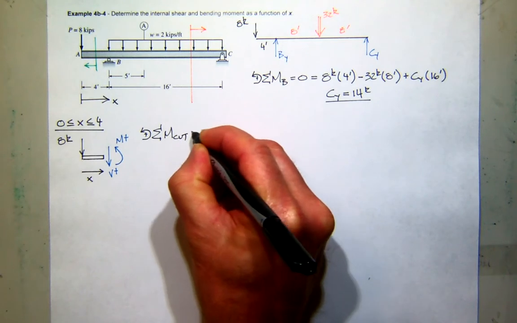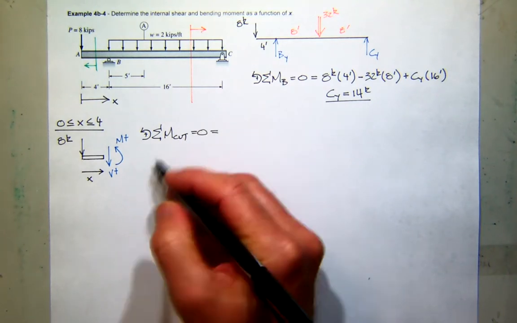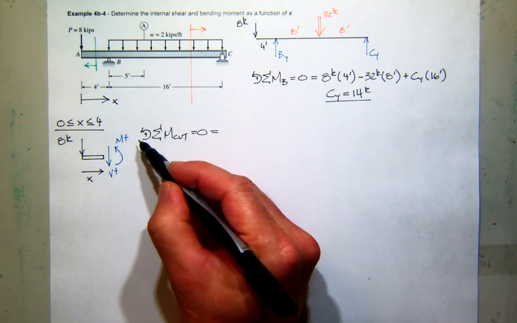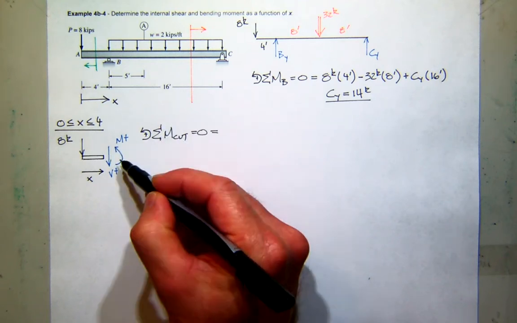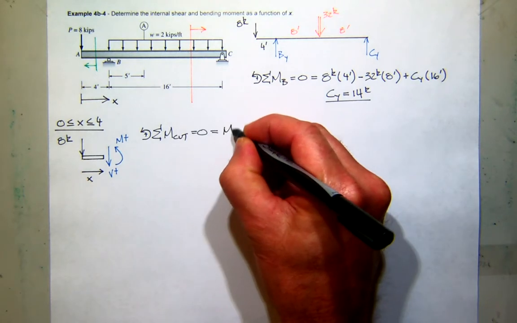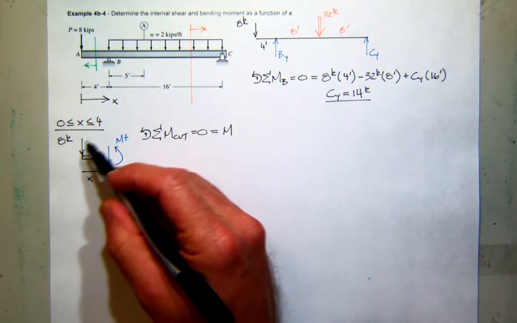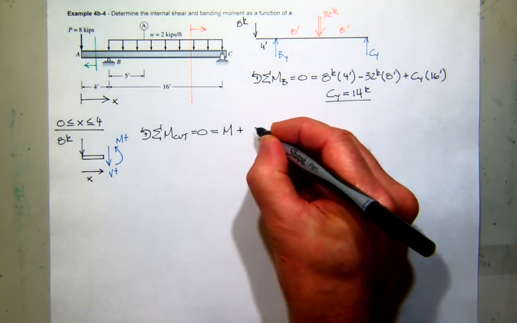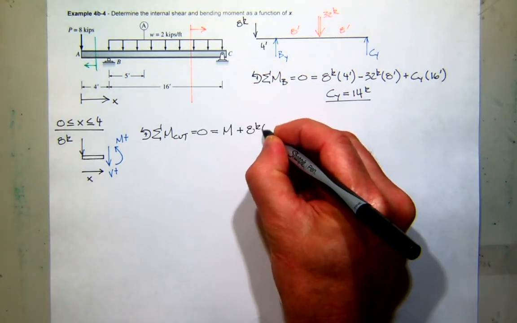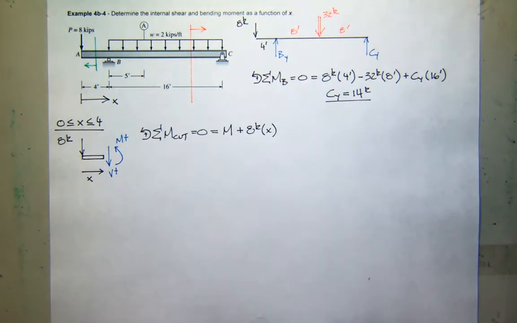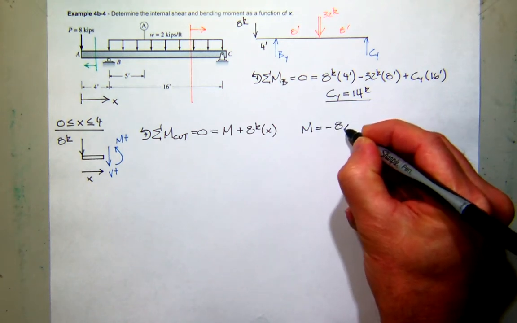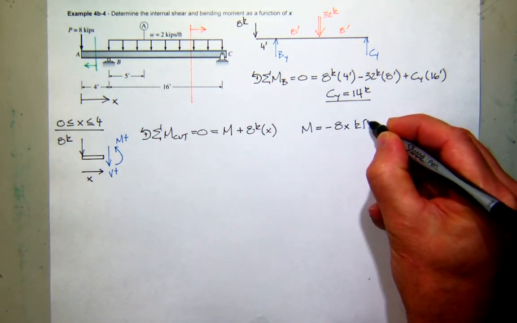We've done that a few times. Looking at my free body diagram, the positive bending moment I assume is what kind of moment when I do my statics with the right-hand rule? This one is positive. What kind of moment does the 8 kip force create about the cut surface? Positive. And the moment is the force, 8 kips, times the moment arm x. That's it. So I'll solve for the moment. The moment is minus 8x, and that will have units of kip-feet.